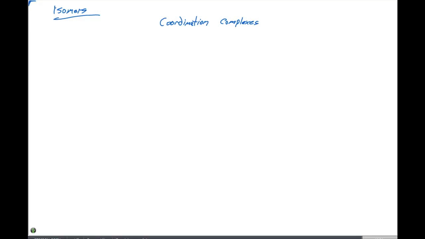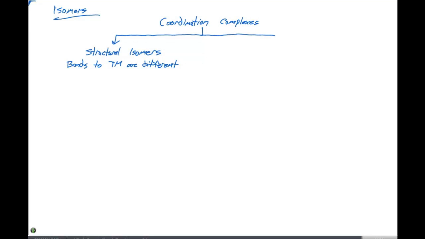So if we have all coordination complexes, there are two main groupings that we can put for isomers. The first are structural isomers. And in a structural isomer, the bonds to the transition metal are different. The other subgrouping of isomers that we can group is stereoisomers. And in stereoisomers, we have identical bonds to the transition metal center.